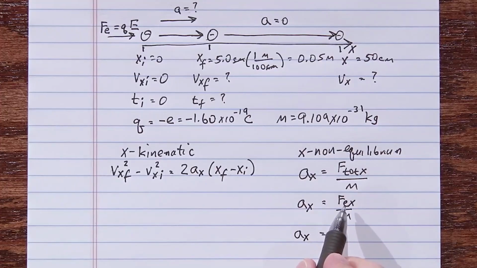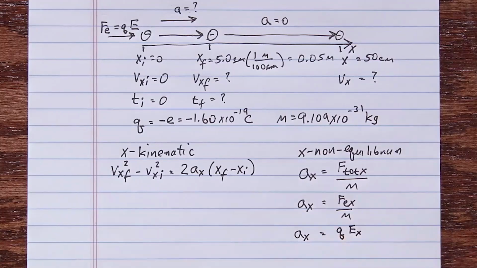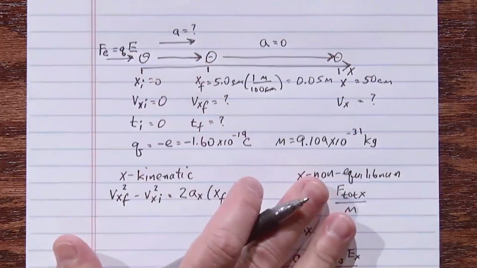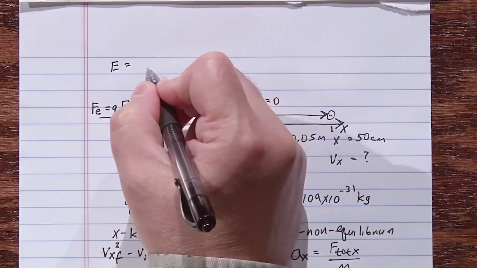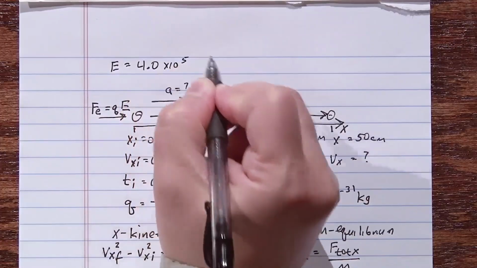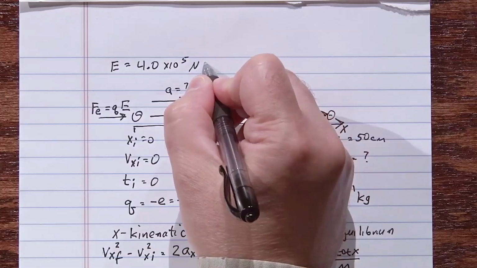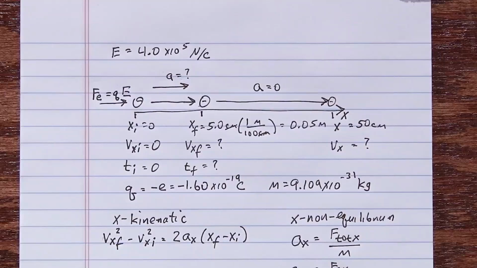So the x component of the electrical force would be the electron's charge times the x component of the electrical field that's exerting the force, divided by the mass. And we were told that the magnitude of the electric field is 4.0 times 10 to the 5 newtons per coulomb. We're only told the magnitude. We weren't told the direction of the electric field, but we'll figure that out in just a second.